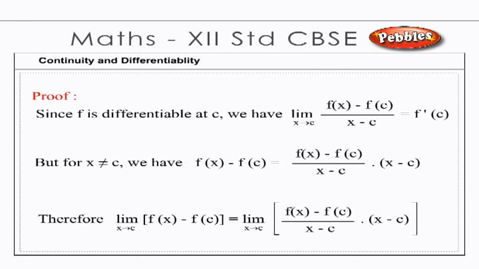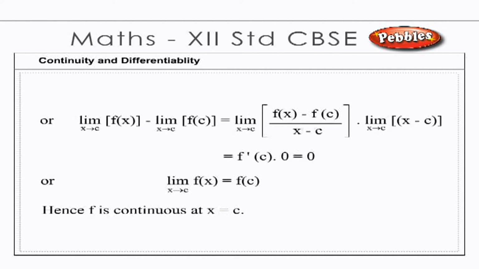Therefore, limit x tends to c (f(x) minus f(c)) equal to limit x tends to c (f(x) minus f(c)) by (x minus c) into (x minus c), or limit x tends to c f(x) minus limit x tends to c f(c) equal to limit x tends to c (f(x) minus f(c)) by (x minus c) into limit x tends to c (x minus c) equal to f dash c into 0 equal to 0, or limit x tends to c f(x) equal to f(c). Hence, f is continuous at x equal to c.